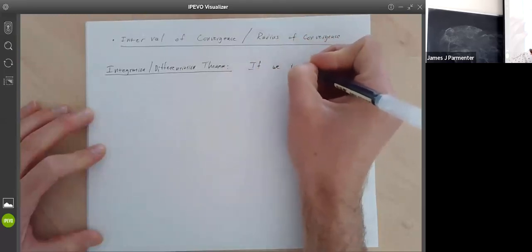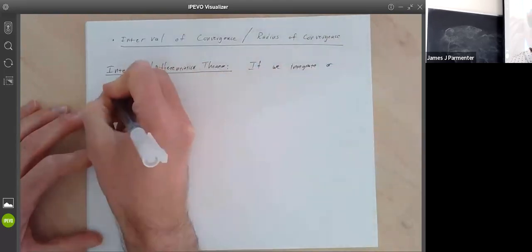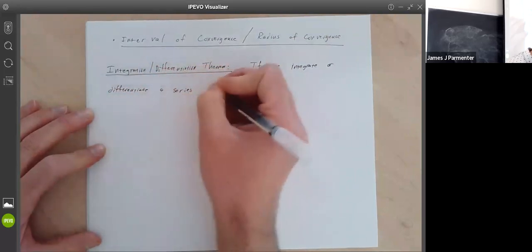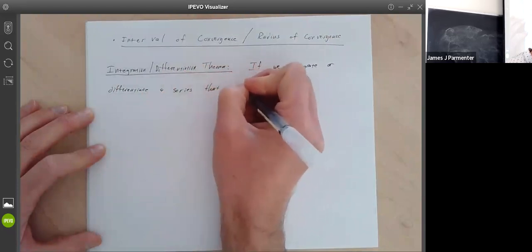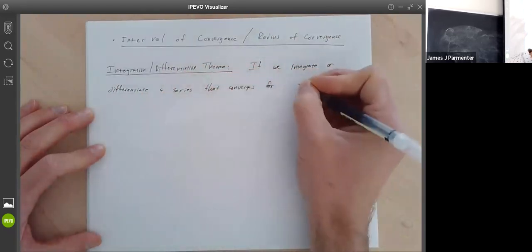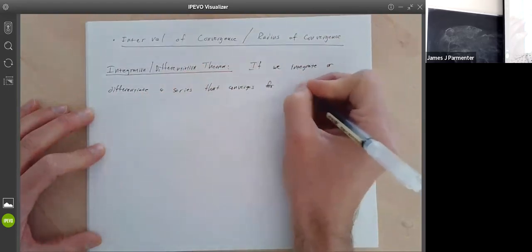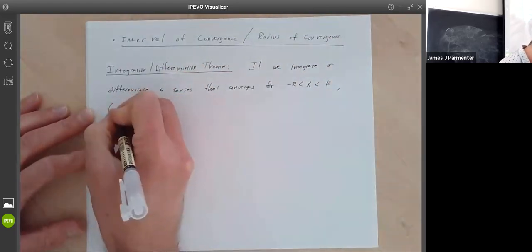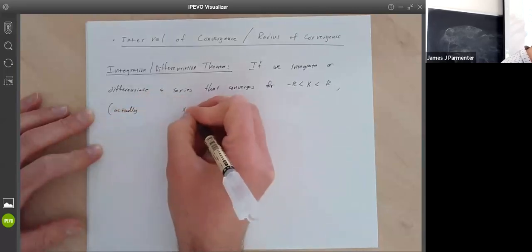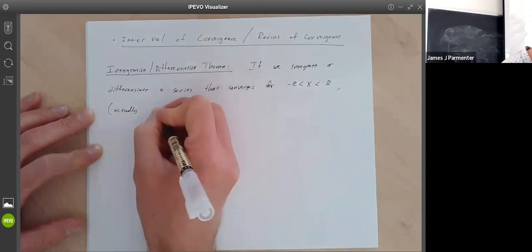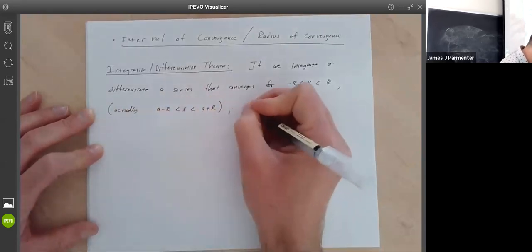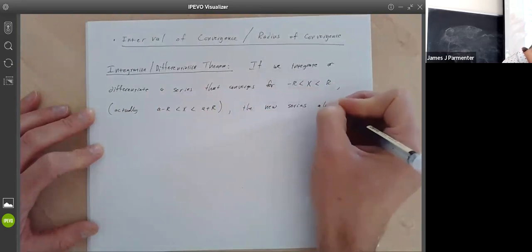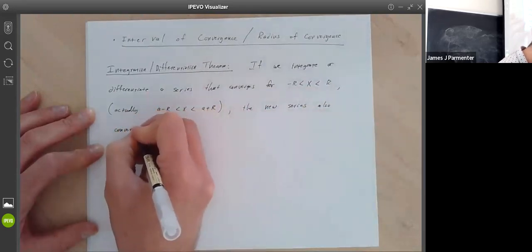If we integrate or differentiate a series that converges for x between negative r and positive r, or really actually x between a minus r and a plus r, the new series also converges on the same radius.